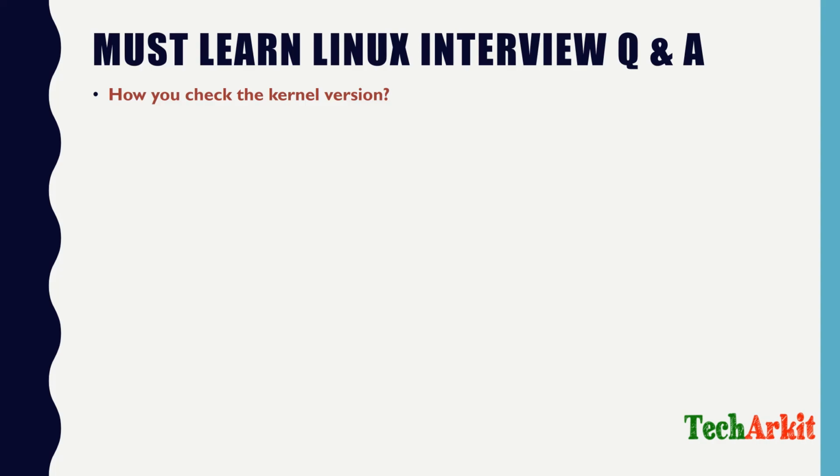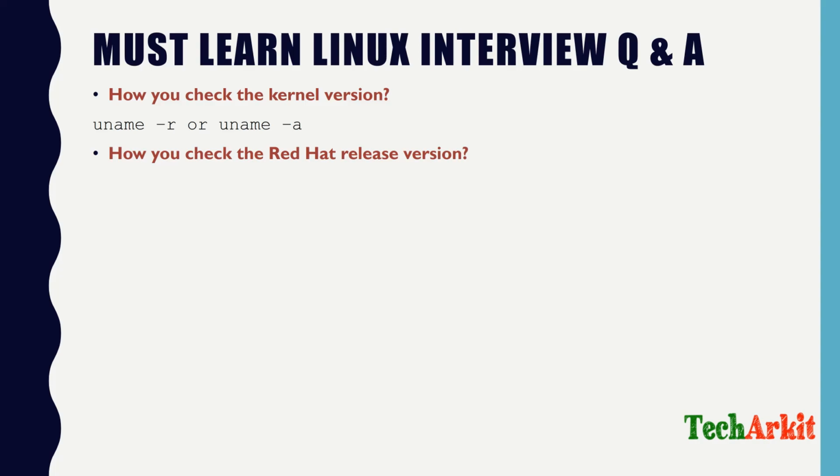Next question is how do you check the kernel version. So it's a very simple question. There are two commands you can use, like uname -r, which directly provides the kernel version name, or you can also use uname -a, which will provide the complete details about the kernel line. So that way you can identify the kernel version here.